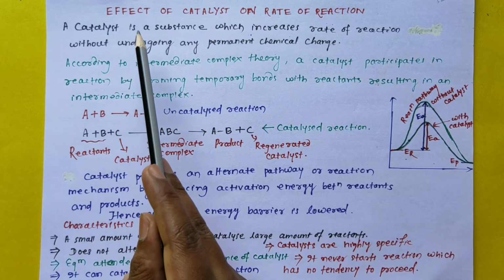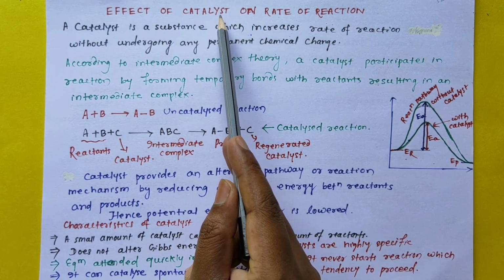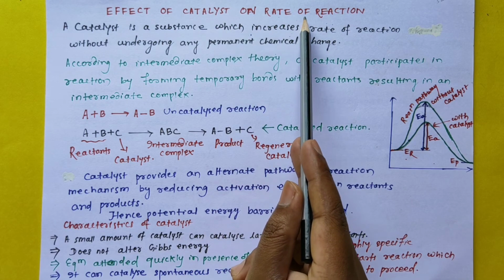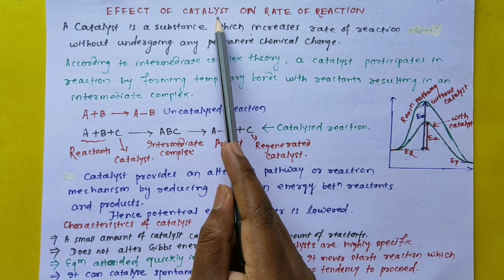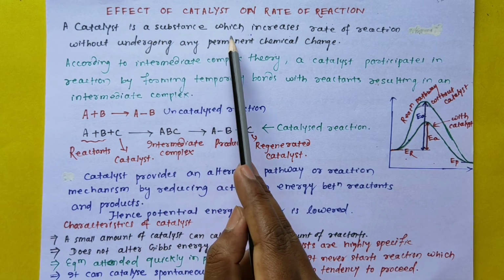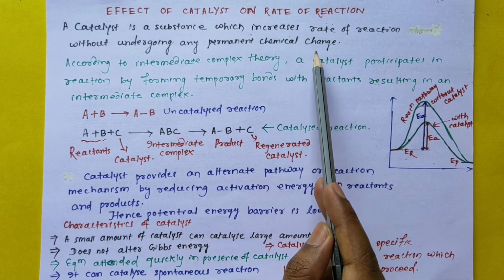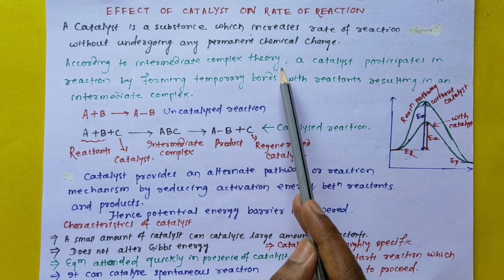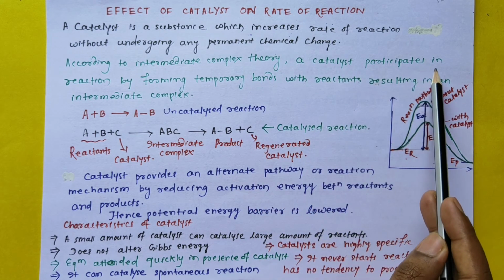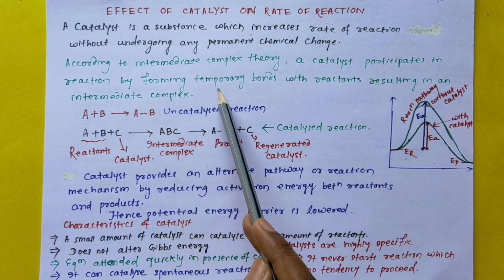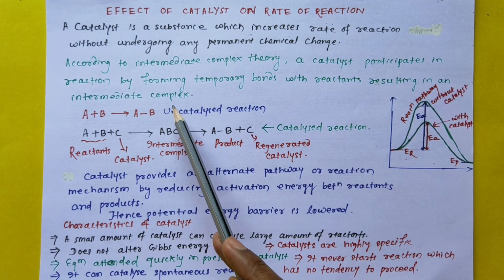Now we will discuss the effect of catalyst on the rate of a reaction. That means how a catalyst affects the rate of the reaction, whether the rate of the reaction will increase in presence of a catalyst, or decrease, or remain constant. So a catalyst is a substance which increases the rate of the reaction without undergoing any permanent chemical change. According to the intermediate complex theory, a theory relating to catalysts, a catalyst participates in the reaction by forming temporary bonds with reactants, resulting in an intermediate complex. That means what is the meaning of this?